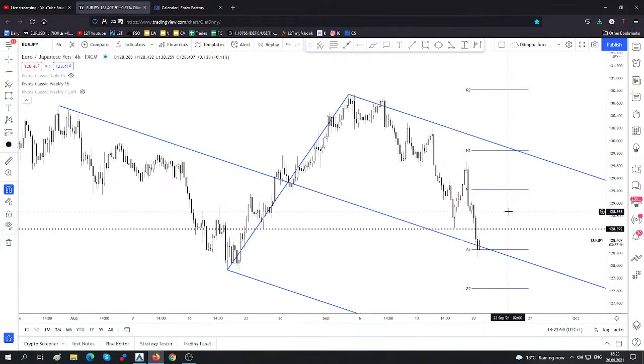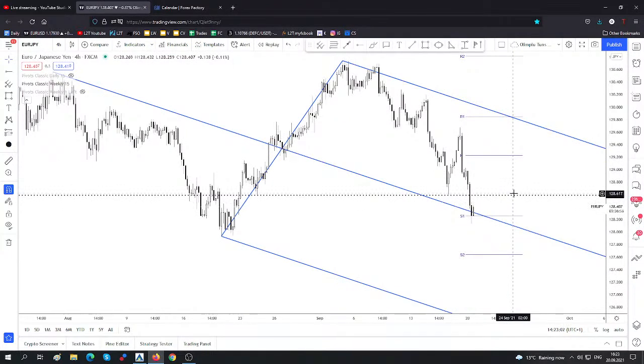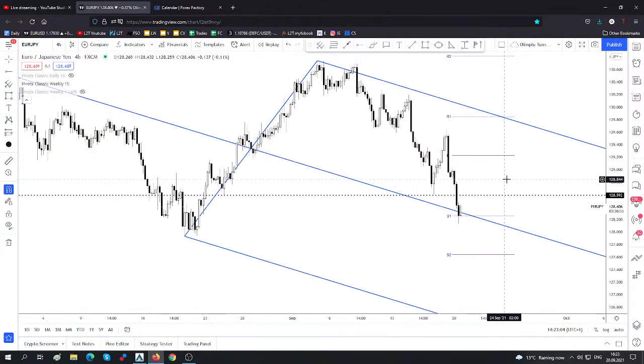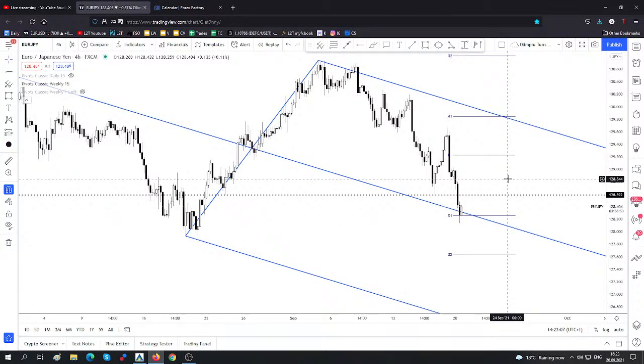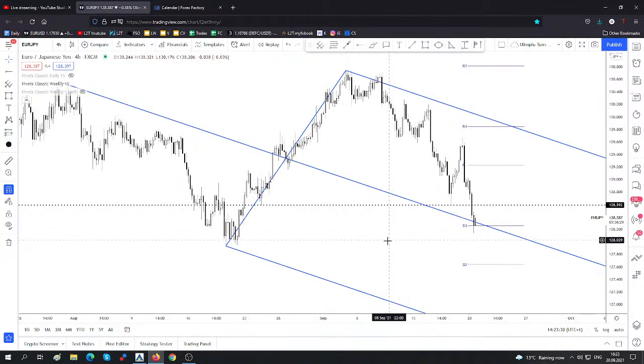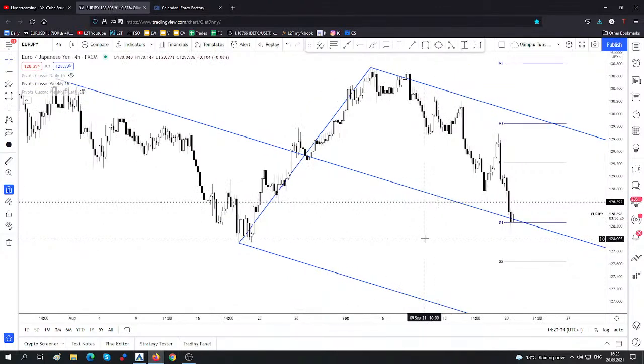So euro versus the Japanese yen. As I told you earlier today, euro versus the Japanese yen dropped, or actually we had a strong Japanese yen in the short term, only because the Nikkei, the Japanese stock index, has plunged. So that's why we have right now maybe a strongly bullish yen.